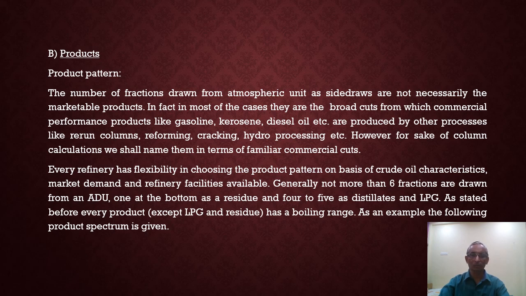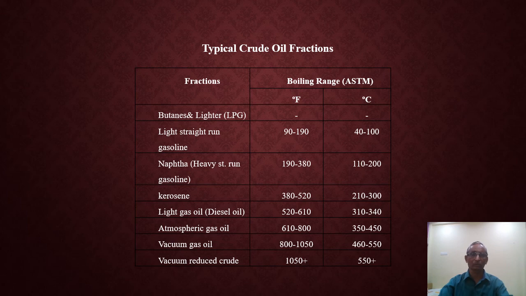We are not having boiling points. Whatever products you get from the ADU, we call it a cut or a fraction, so that comes under a boiling range, not a boiling point. Some boiling ranges are mentioned for the important products you get from the atmospheric distillation unit. The lighter products are butanes and lighter, that is C3 and C4, which we generally use for LPG. Then light straight run gasoline has a range of 40 to 100 degrees centigrade. Naphtha, heavy straight run gasoline, heavy meaning more than that, is 110 to 200 degrees centigrade.